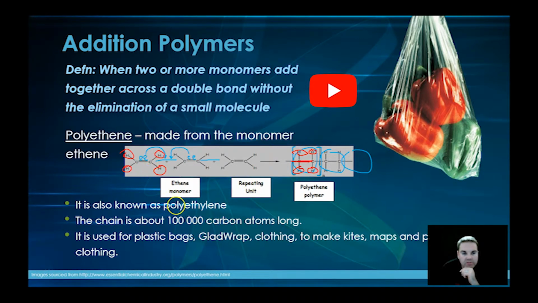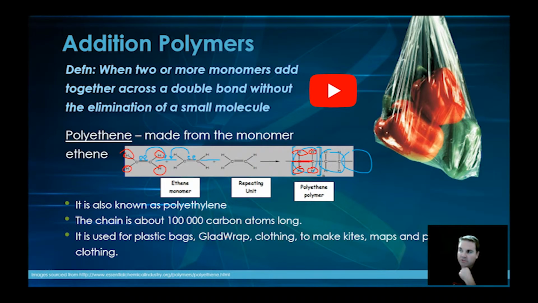So polyethylene is also sometimes known as polythene. It's about 100,000 carbon atoms long, so if you work that out, it's about 50,000 ethene monomers added together. And you can see it's used for a whole bunch of different things: plastic bags, glad wrap, which is sort of what we're seeing here a little bit, clothing, kites, maps, protective clothing.